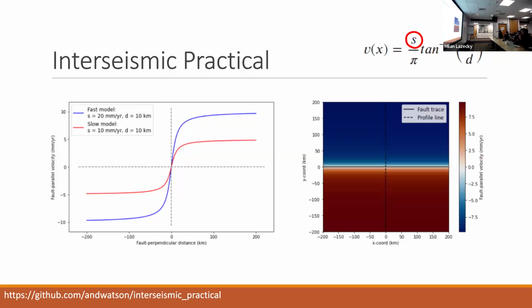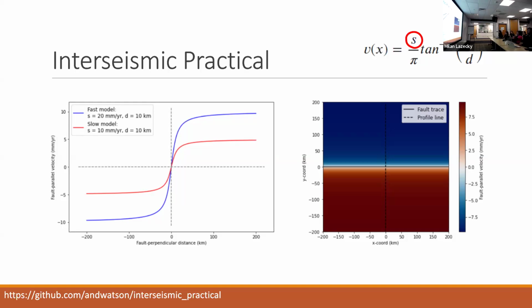And this is for a fast fault, something going 20 millimeters per year. So it's got to go from 10 to -10. That means the fault's slipping 20 millimeters per year, and it does it over a wavelength of a few tens of kilometers. That's its locking up. A slow model, half as much, gives you half the displacement. So that's the slip you're after.